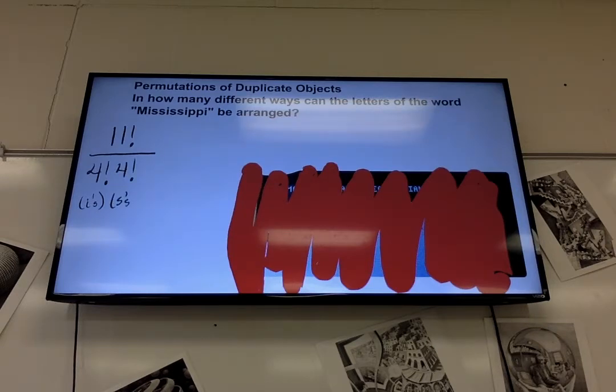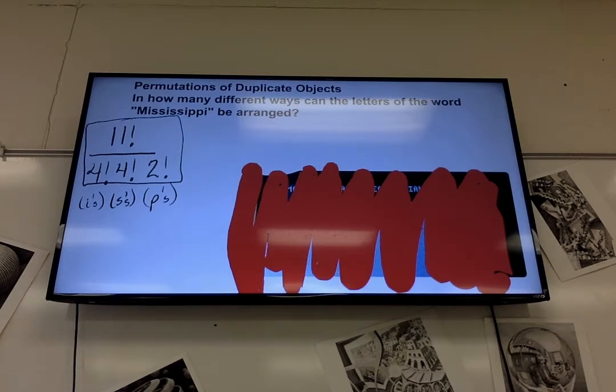That's the S's. What else? P. Those are 2 of those. So I do 2 factorial. Anything else? No. Now I don't want to write all that out. So let me show you how to do it on a calculator. But on a test, I want to see at least this much work.